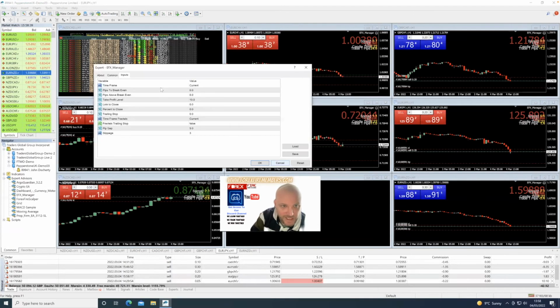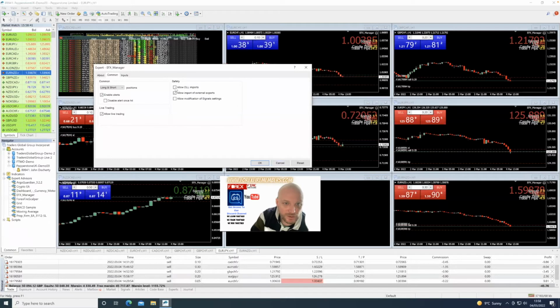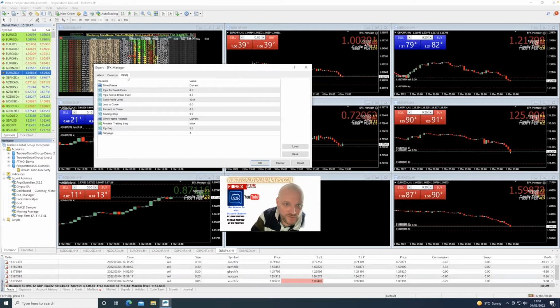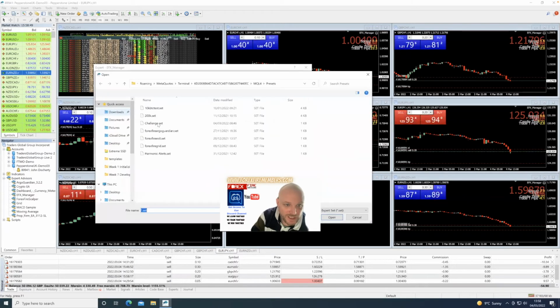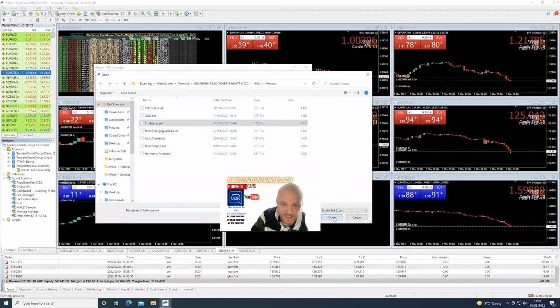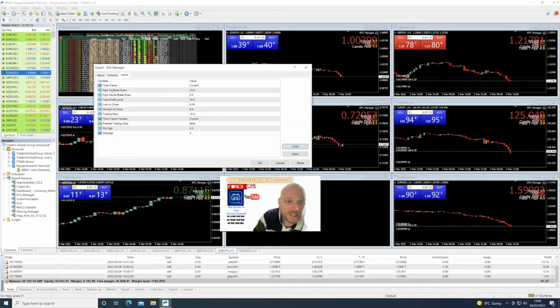I want to run the exit manager, make sure I've got all DLL imports done, and the same with all external, enable, allow live trading. And then I'm going to load my challenge set file. That challenge set file, one more time, is pips to break even, 15 pips. Pips above the break even, once it's done that, is 3 pips of profit. Take profit before it even gets to the 15 pips.